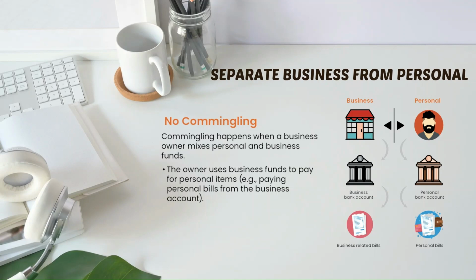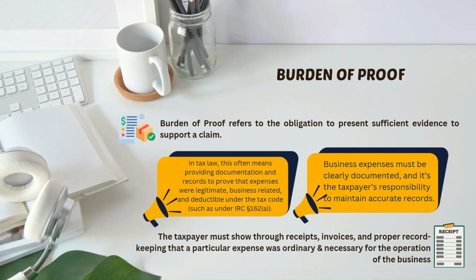Commingling happens when the business owner mixes personal and business funds. The owner uses business funds to pay for personal items. Example, paying personal bills out of the business account. Again, business bank account for business expense and personal bank account for personal bills. You may have a separate business credit card, but the key principle should be that a certain account must be solely for the business and not commingled with your personal expenses.